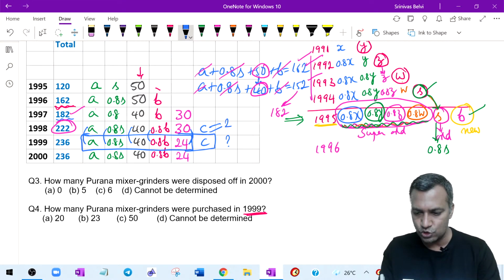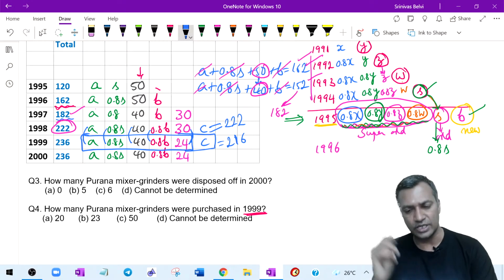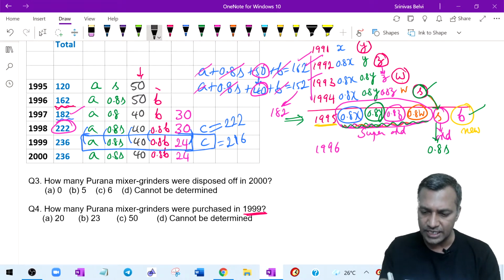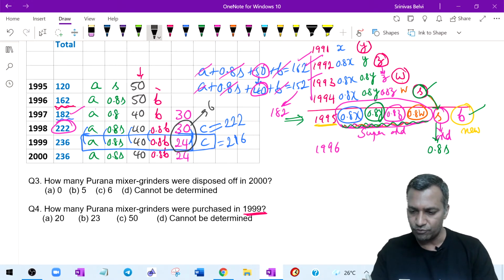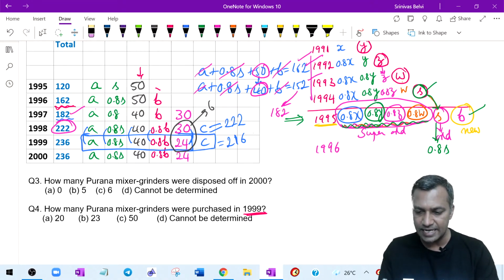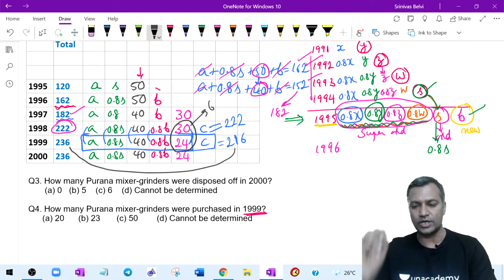If this value is 222, then this particular value is going to be 200 until here. This value is going to be 216. You may ask, how do you know, sir, it is 216? Only one change happened. This 30 went on to become 24. What is the gap? 6. Therefore, the gap between these two numbers is also going to be 6, 216. But the idea is, it is not 216, it is 236.